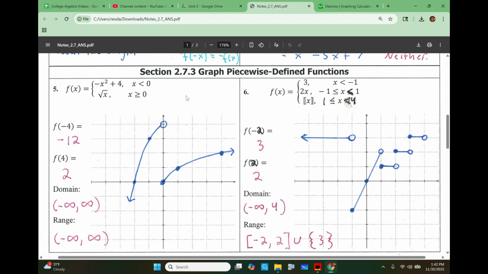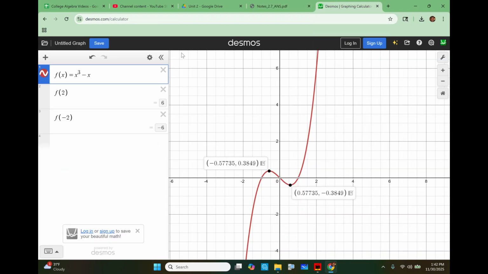How I graph piecewise defined functions is, let's graph the entire negative x squared plus 4.